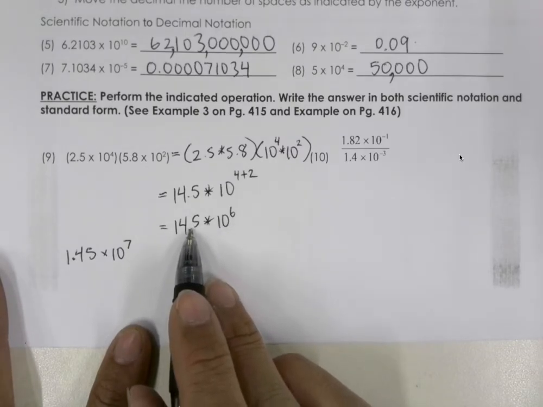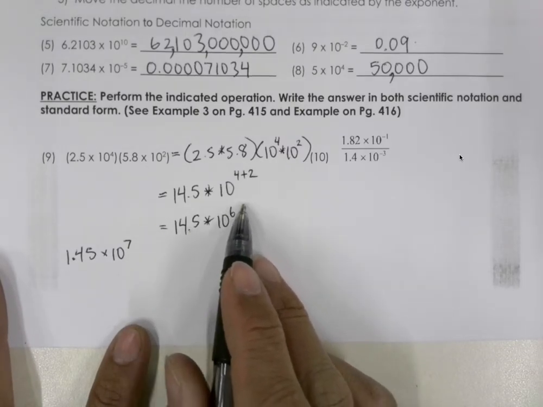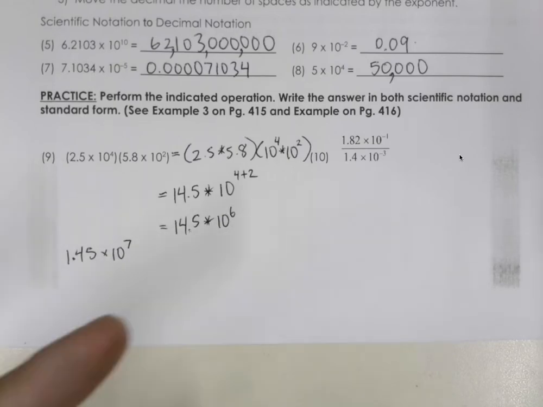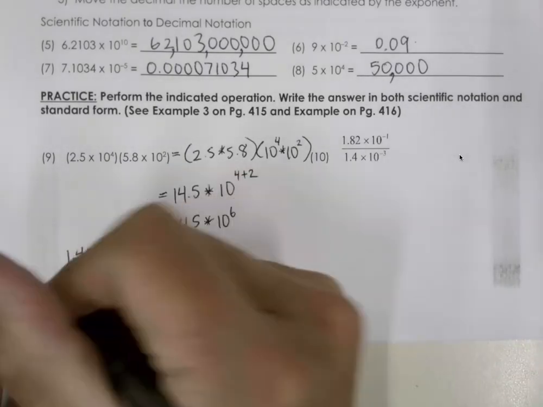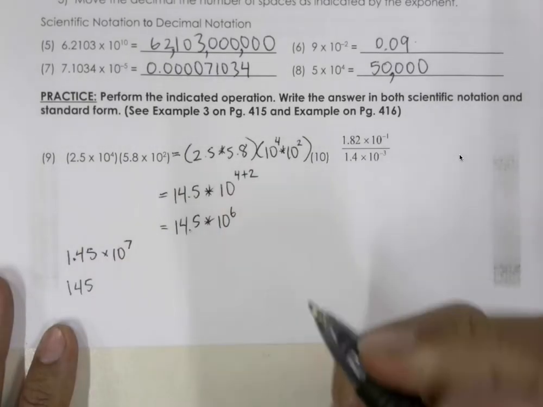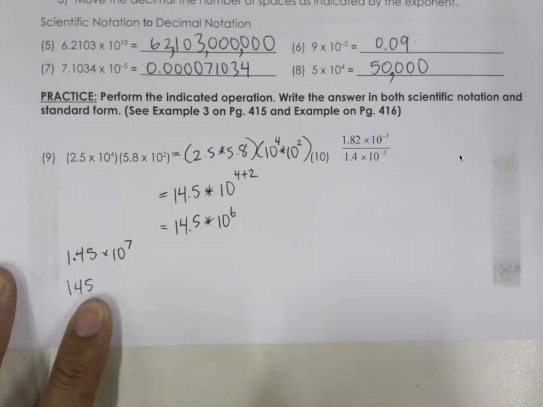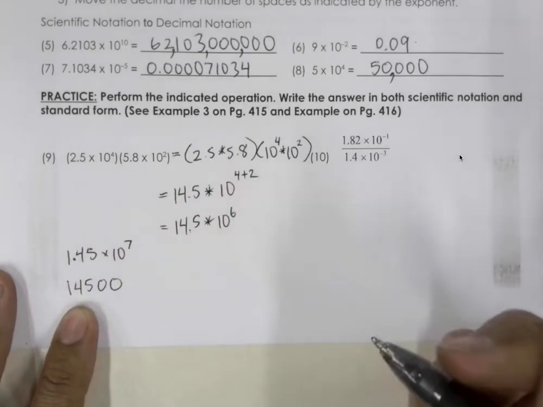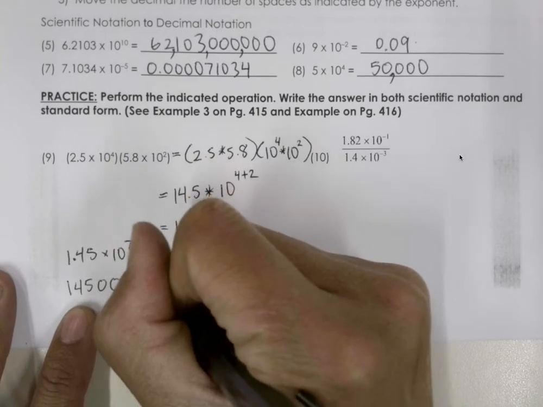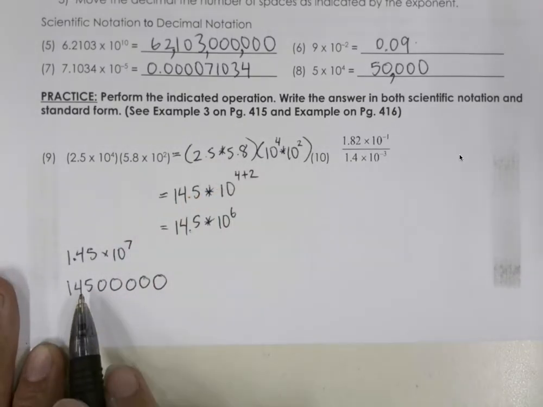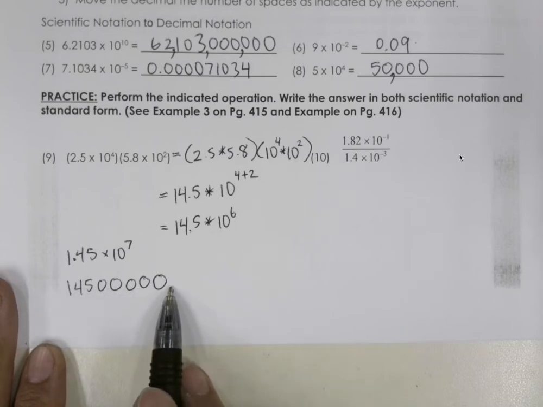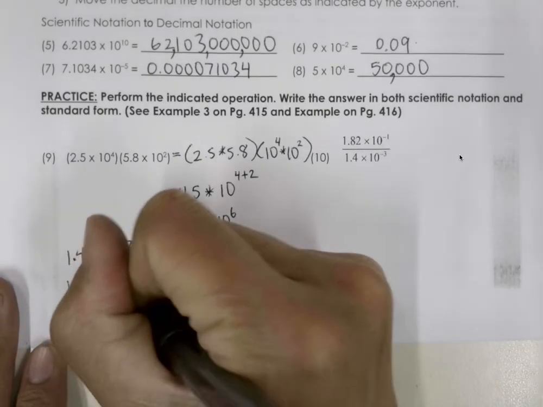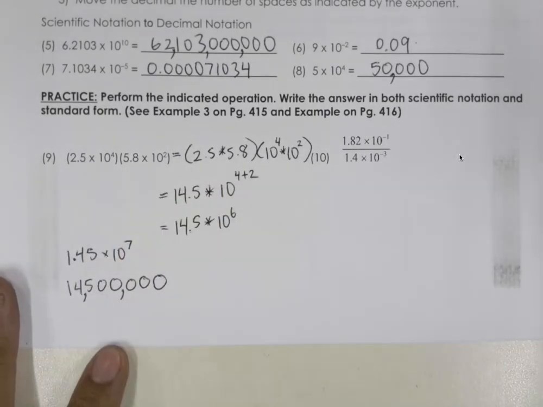And then if we're writing this in standard form, what does that mean? That means we're taking the decimal place and, since it's a positive exponent, we're moving it to the right 6 spaces. So we'll have 1, 4, 5, that's 1 space, 2, 3, 4, 5, 6 spaces, right? Our decimal was here, and I'm moving to the right 6 spaces. 1, 2, 3, 4, 5, 6 spaces. And now I can add my commas, and I'm done.